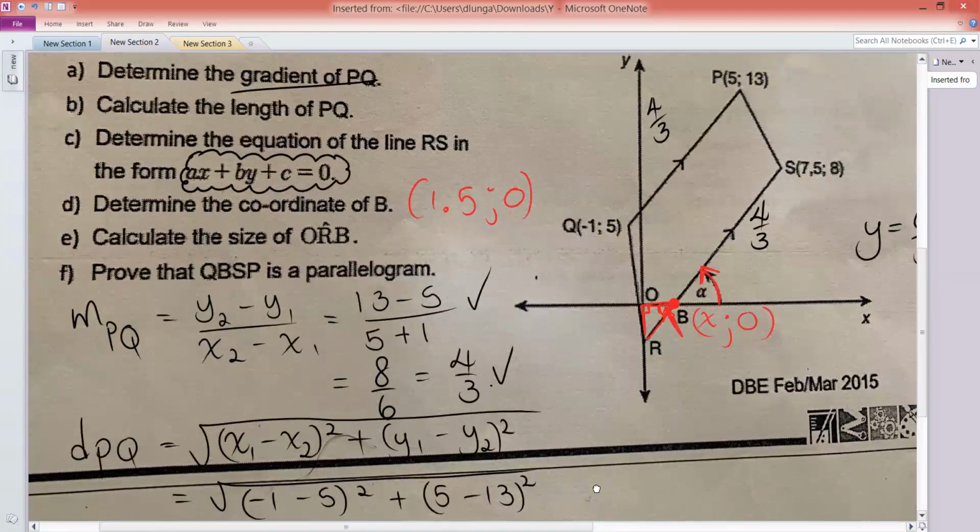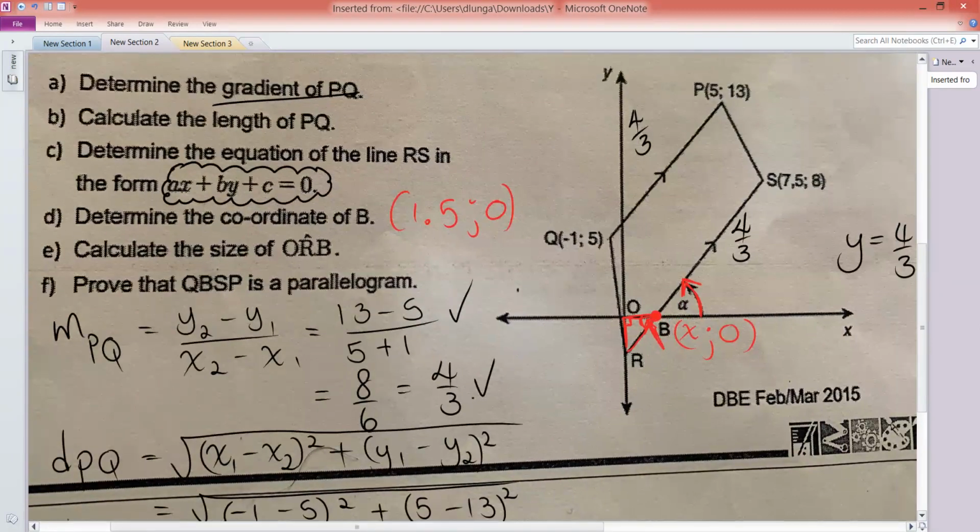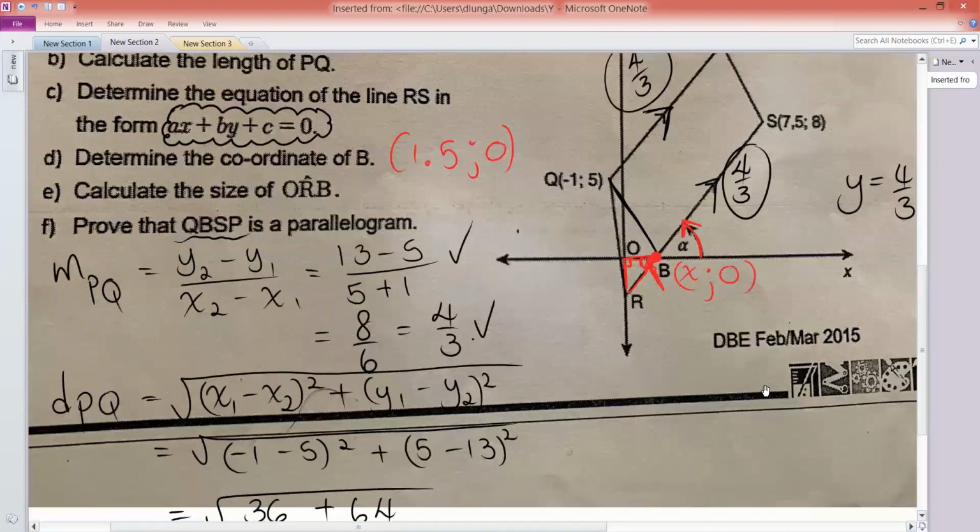Now, prove that QBSP is a parallelogram. What can I do? So far we know that that side is parallel to that side, it was given, and we worked out that those are the same gradient. What can I do to prove then that QBSP is a parallelogram? What else can I do here? Distance. Okay, but what else?